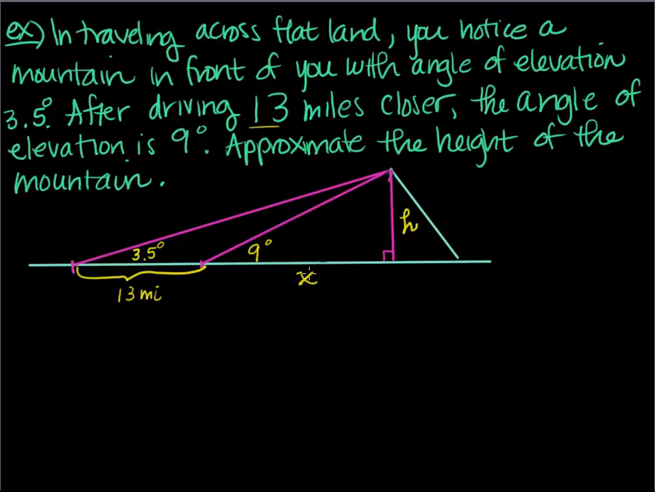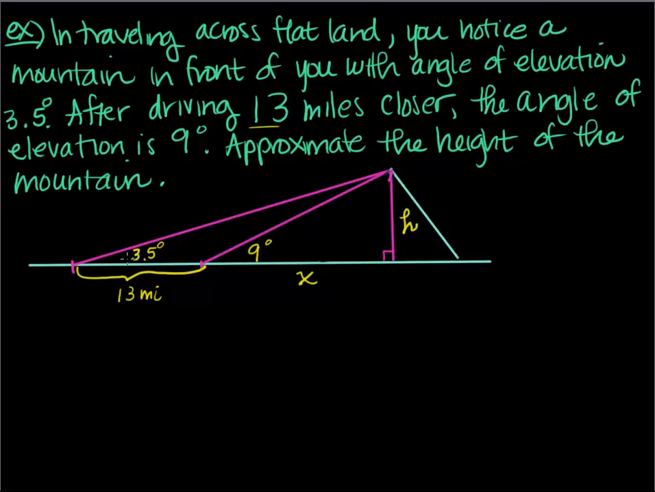So what I'm going to do here is label this side right here X, because if I can find X, or if I can somehow relate X and H together, I might be able to find H. Okay, so I'm going to look at my two triangles and write out some relationships between the two big triangles.